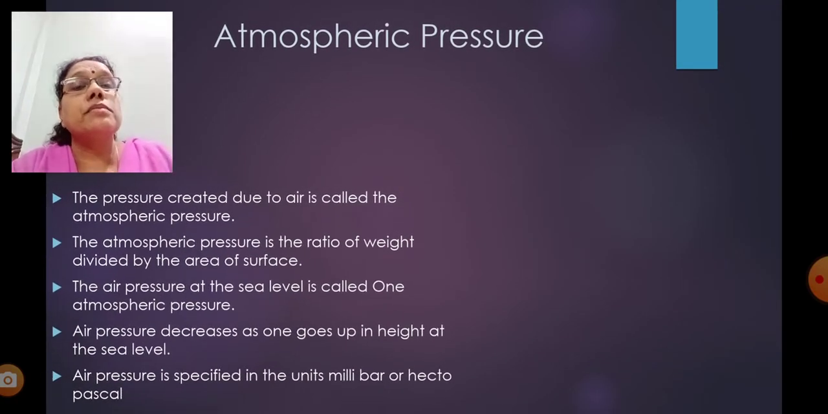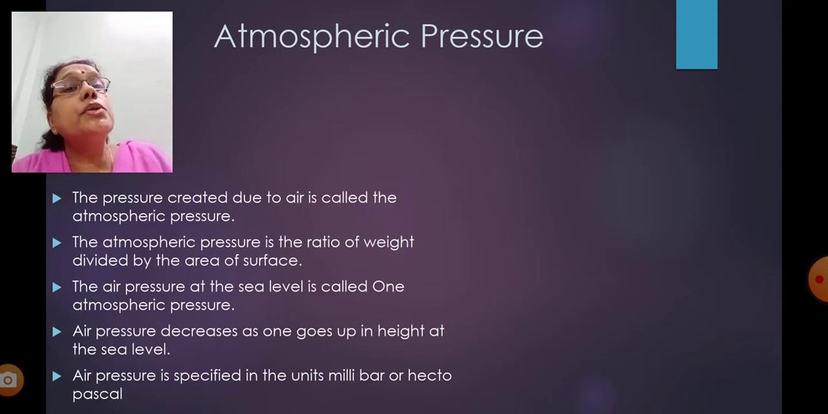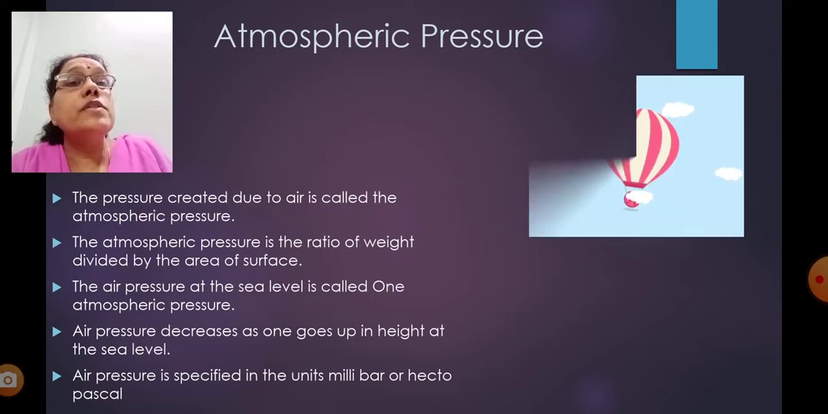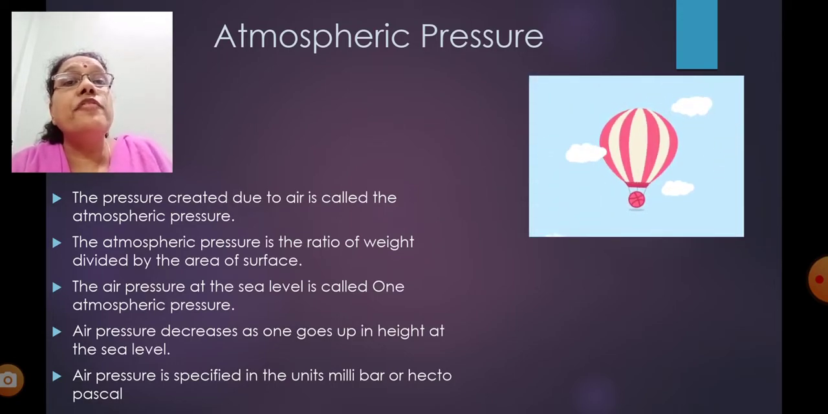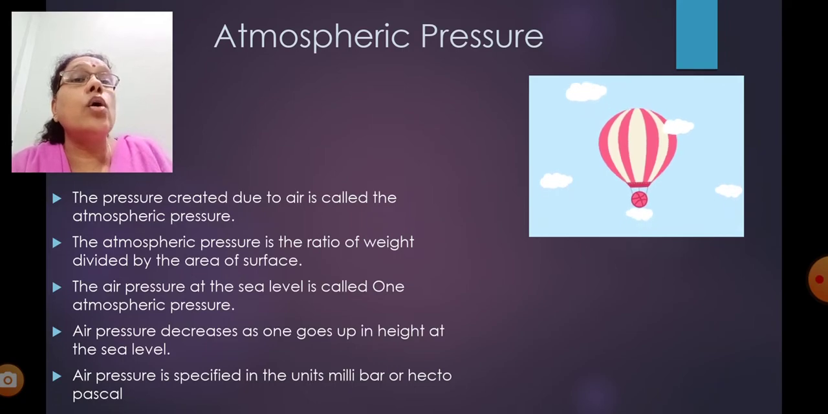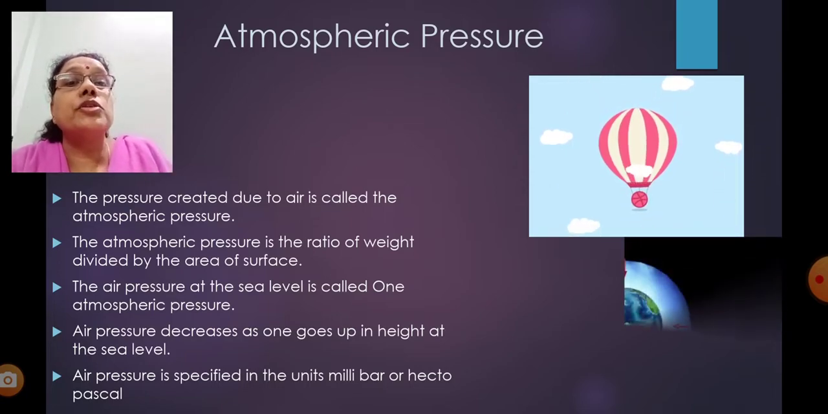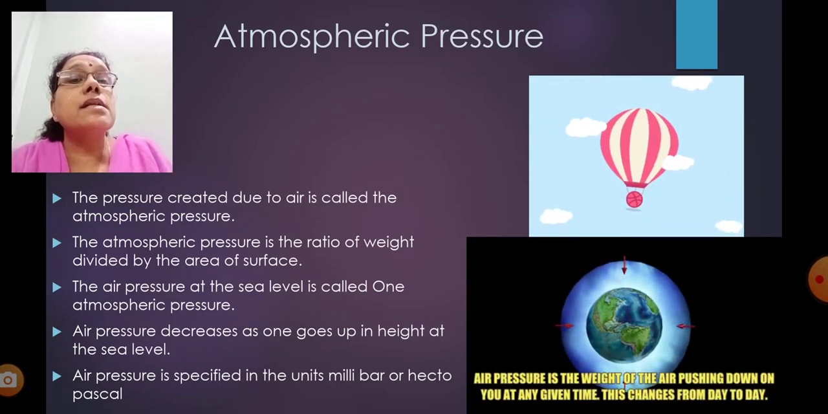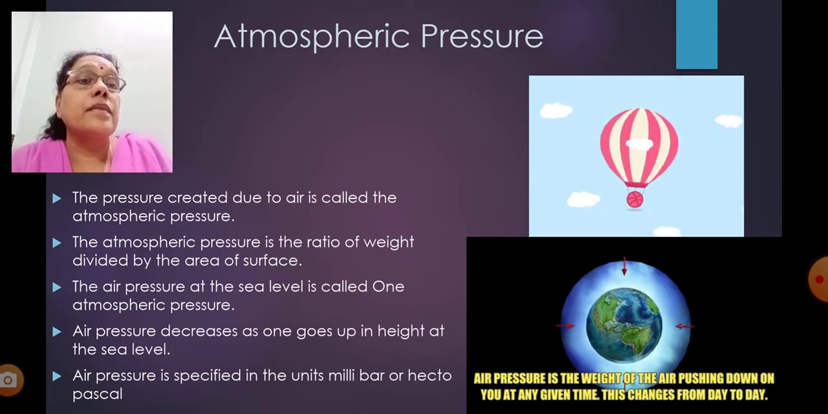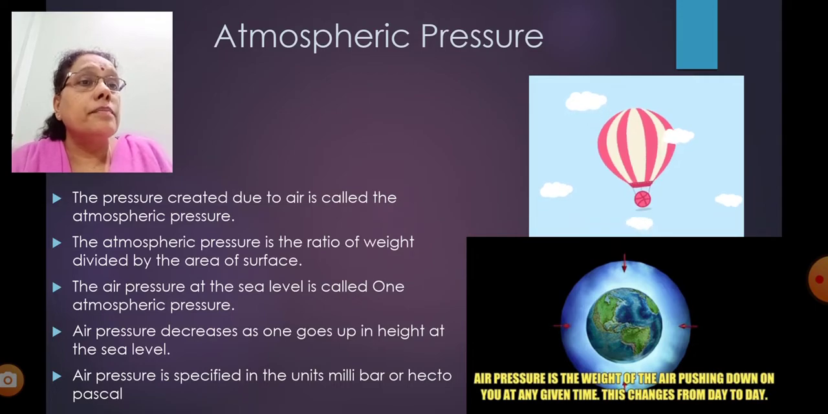Atmospheric pressure. The pressure created due to air is called atmospheric pressure. The atmospheric pressure is the ratio of weight divided by the area of surface. The air pressure at the sea level is called 1 atmospheric pressure. Air pressure decreases as one goes up in height from the sea level. Air pressure is specified in the units millibar or hectopascal. At the top, one picture, a parachute, is shown.